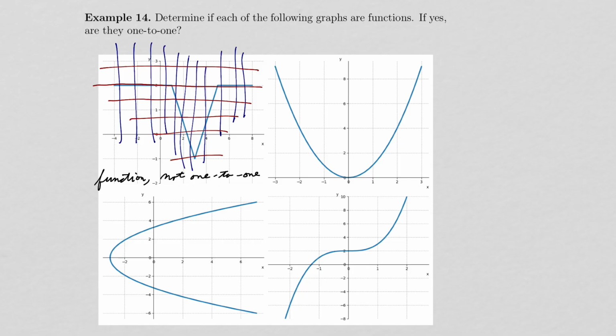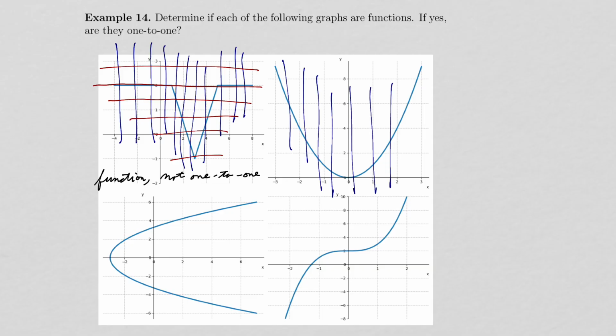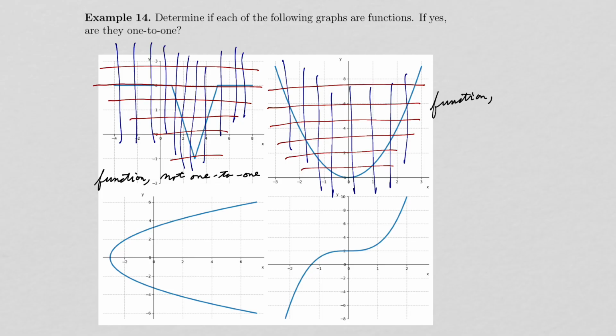Okay, what about the parabola? Is it a function? Yeah, it certainly passes the vertical line test. But then when we do the horizontal line test, nope, it intersects in more than one place at several different locations. So again, this is a function, but not one-to-one.